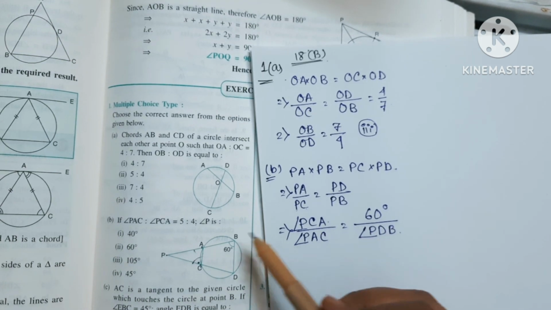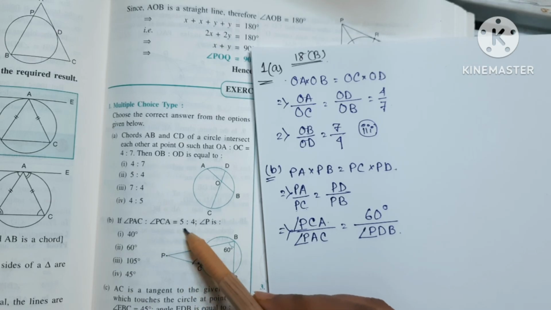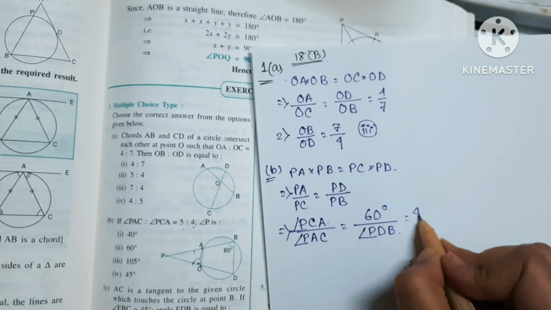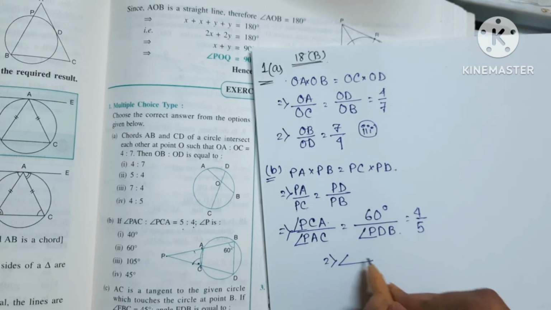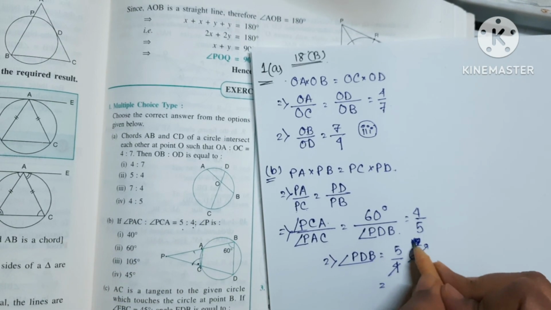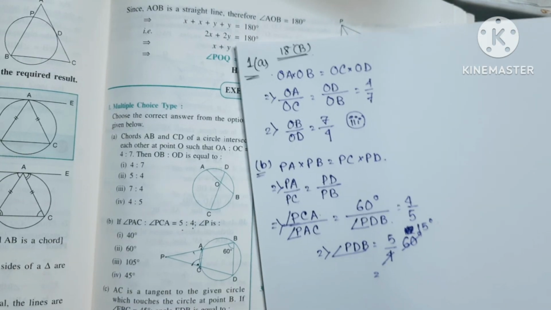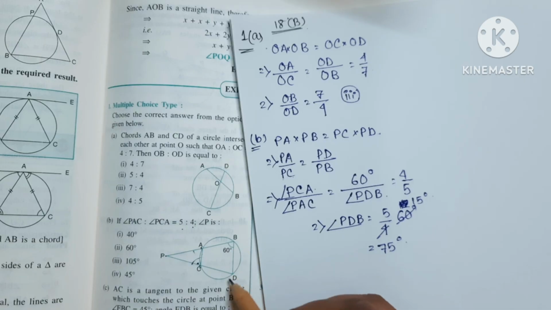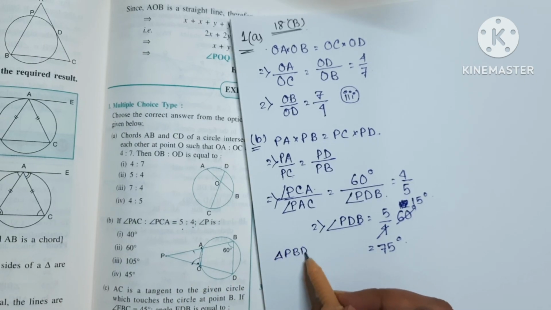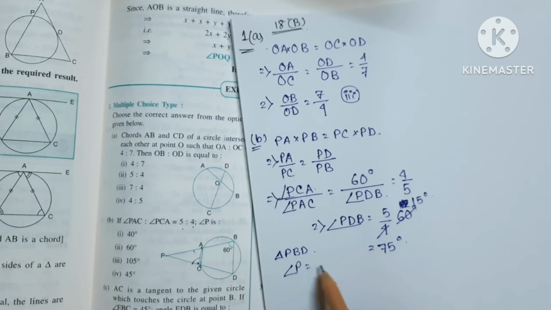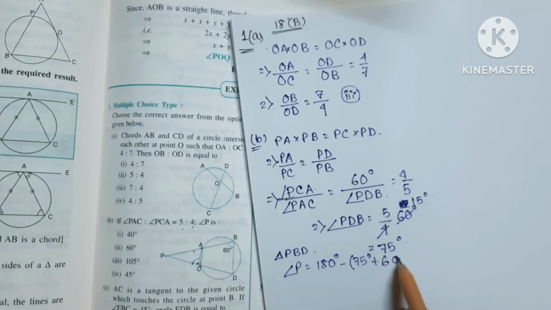Now PAC to PCA is 5:4, which means PCA by PAC will be 4/5. So angle PDB is 5/4 into 60, which is 75. And this one is 60. In triangle PBD, this angle is 60 and this angle is 75, so angle P will be 180 minus (75 plus 60).